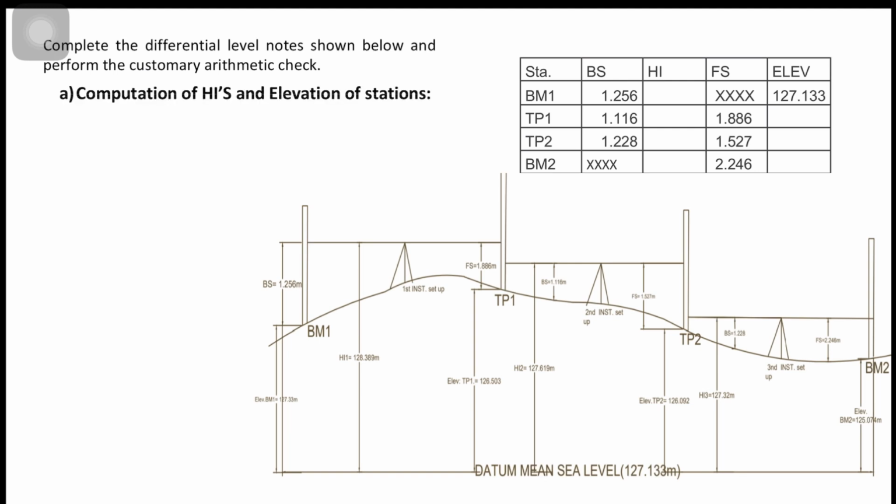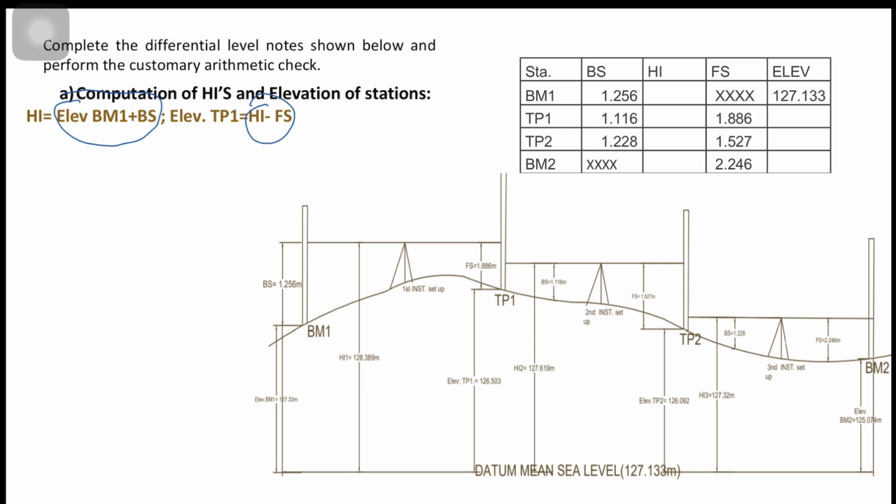Okay, class, let's go through the solution for our differential leveling problem. We always remember the two key formulas. HI, or height of instrument, is equal to elevation plus the backsight. Then the elevation of the next point equals HI minus the foresight.